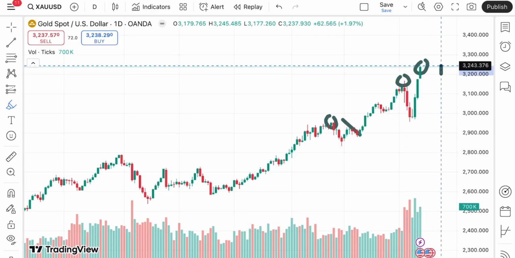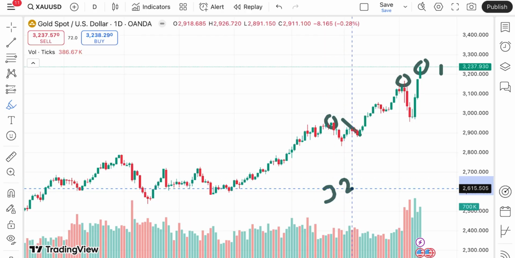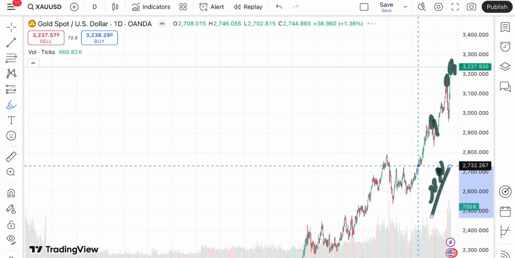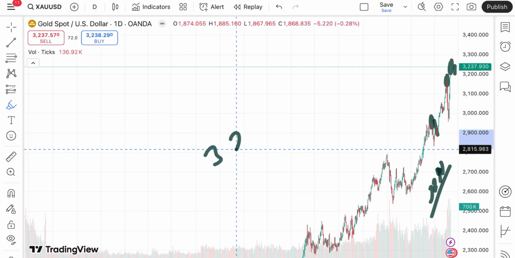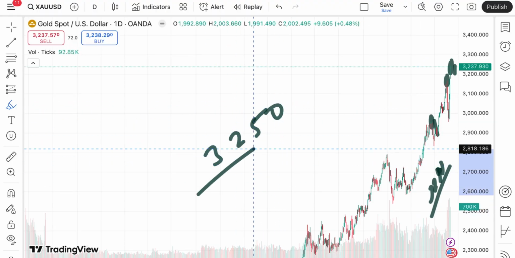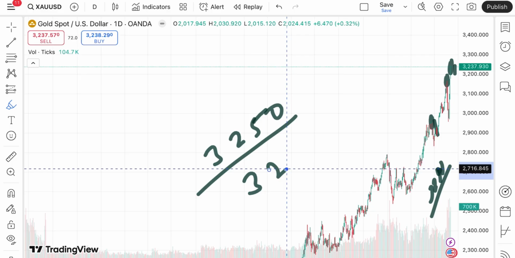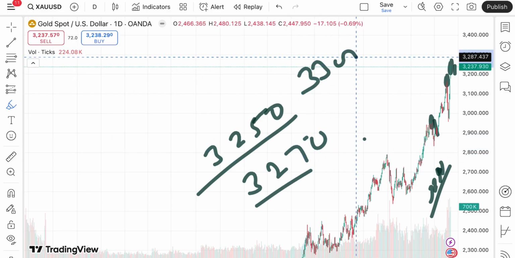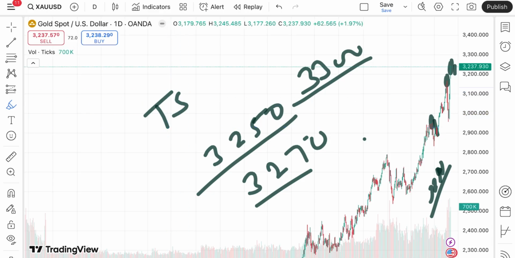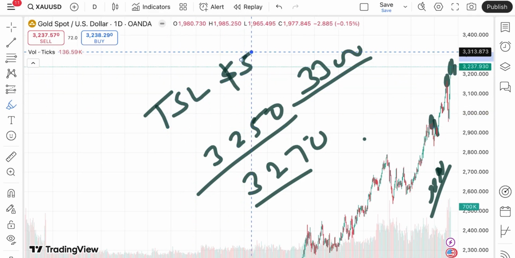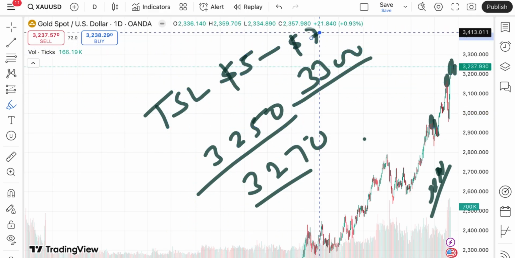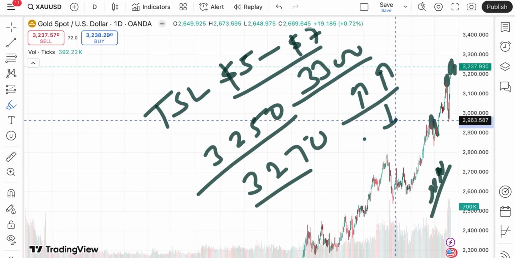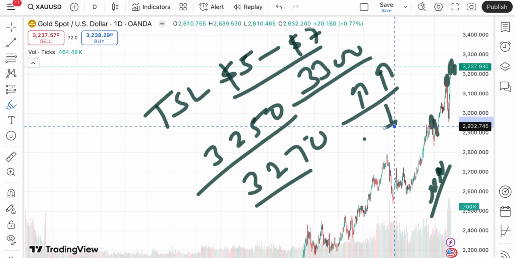Suppose if it sustains, we can see it can touch a level of around $30 to $43. Okay, suppose if the price moving above that particular level, we can see it can go towards 32.50. Suppose if it sustains above this level, we can see a level of 32.70, and from there a level of around 3300. If you trail your SL by $5 or $7, you can capture a big movement towards an upside. Okay, but if the price started falling below this level, we can see a further fall.